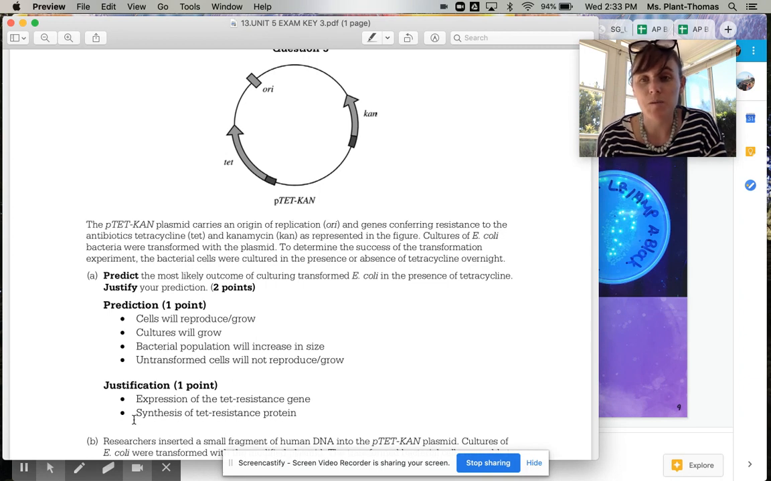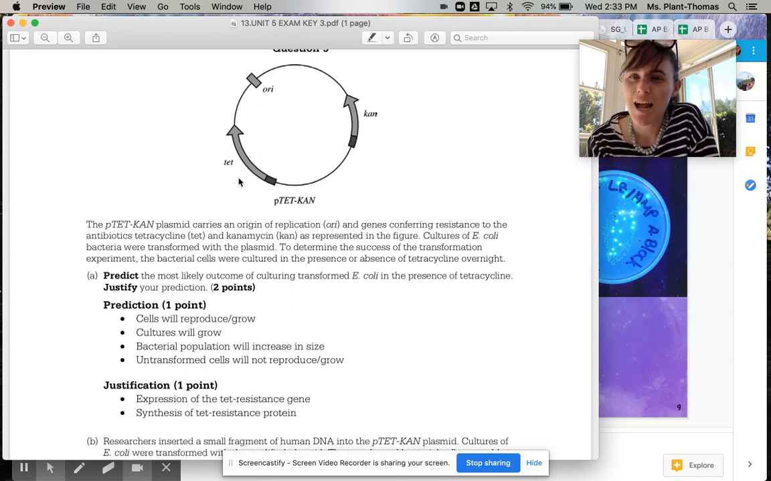Or you could say it's because the bacteria is making the TET resistance protein, meaning it is making the protein that makes it resistant to tetracycline. Gosh, this is hard to say. One thing I will say is that I often have seen when I give this question to students that they'll say it's because the bacteria has the TET gene, and that actually wouldn't have gotten you the point here. You have to specifically say that it is expressing the TET resistance gene, or it is making or synthesizing the TET resistance protein. Seems like a small difference, but that could be the difference between a point and no point.